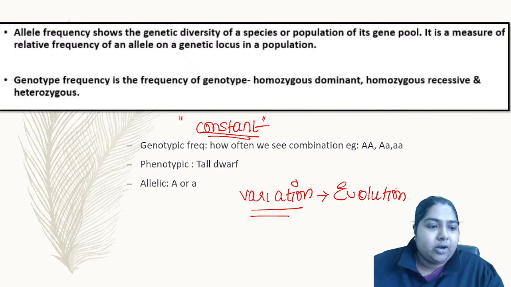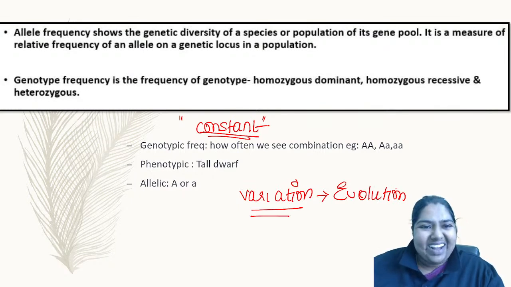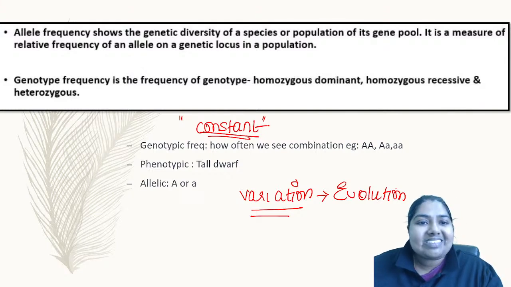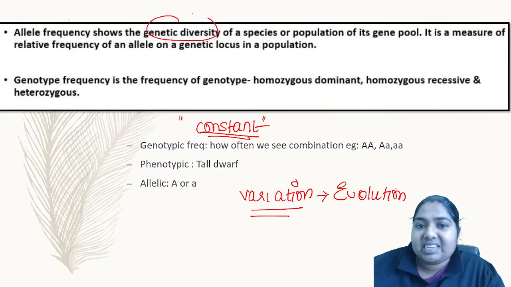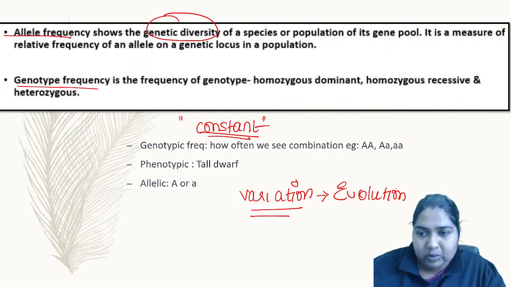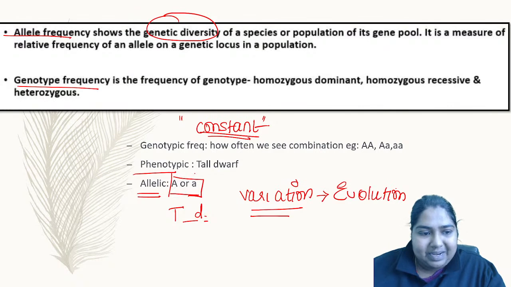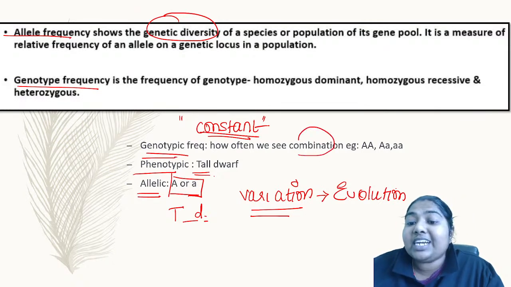You have two major key terms in it. Number one is allelic frequency. Allelic frequency generally shows the genetic diversity. For example, when we do the problem, you will understand the difference between the allele and the genotype. Allelic often represents single letters, either A or small a, either tall or dwarf. This is called allelic frequency. If it is phenotypic, it is about how it is expressed. If it is genotypic, we look at the different combinations.